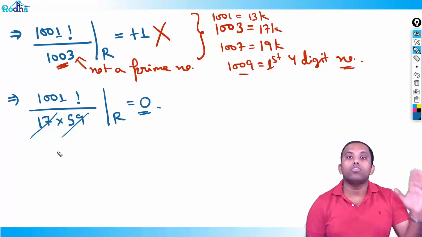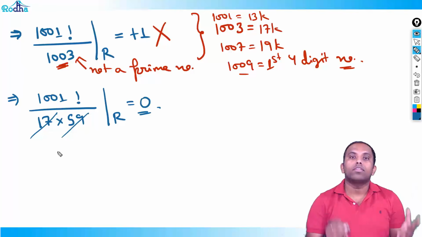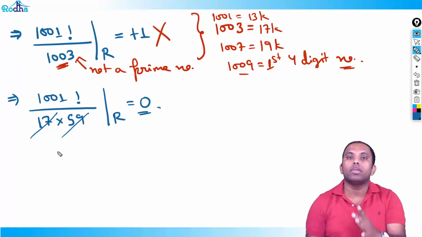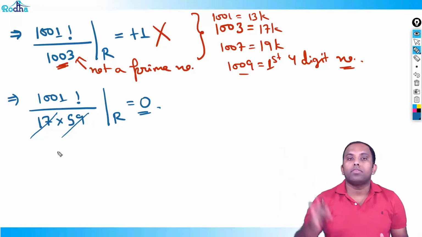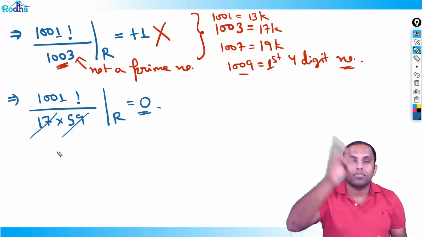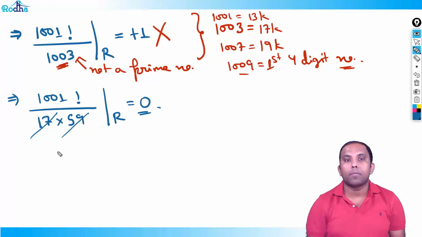Because in 1001 factorial, obviously sometimes 17 will come. Obviously sometimes 59 will come from the multiplication of 1 into 2 into 3 till 1001, right? That means the denominator completely cancels the numerator, right? What is the remainder? 0.